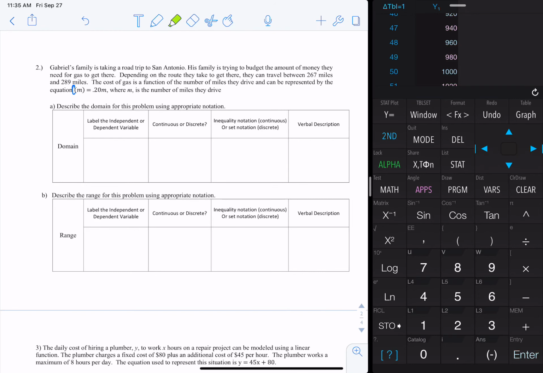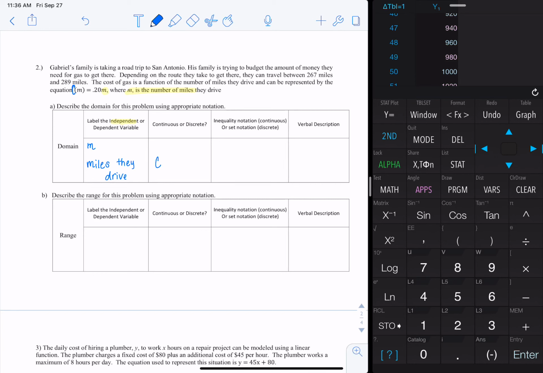So first I need the domain. The domain is going to be the independent variable, and normally it's x, but here it's m. And this says m is the number of miles they drive. So I'm going to label my independent variable m, and it's miles they drive. So when we talk about the domain, we're talking about how many miles they drive.